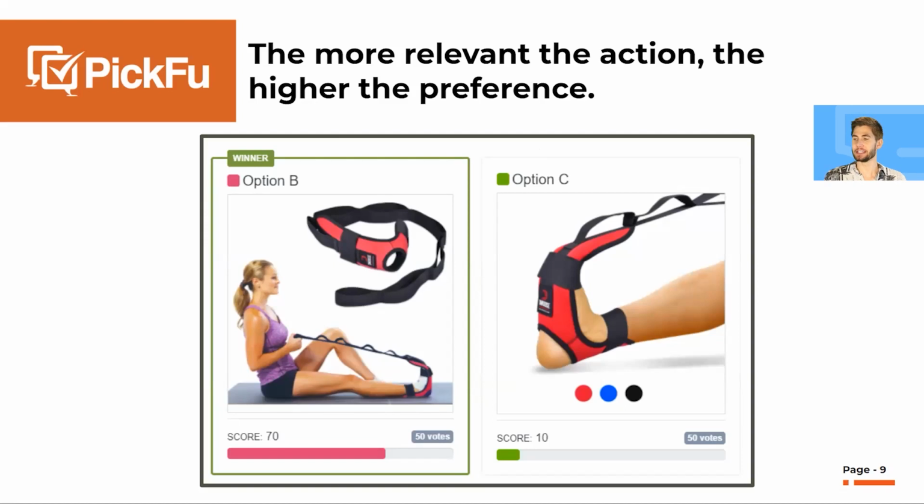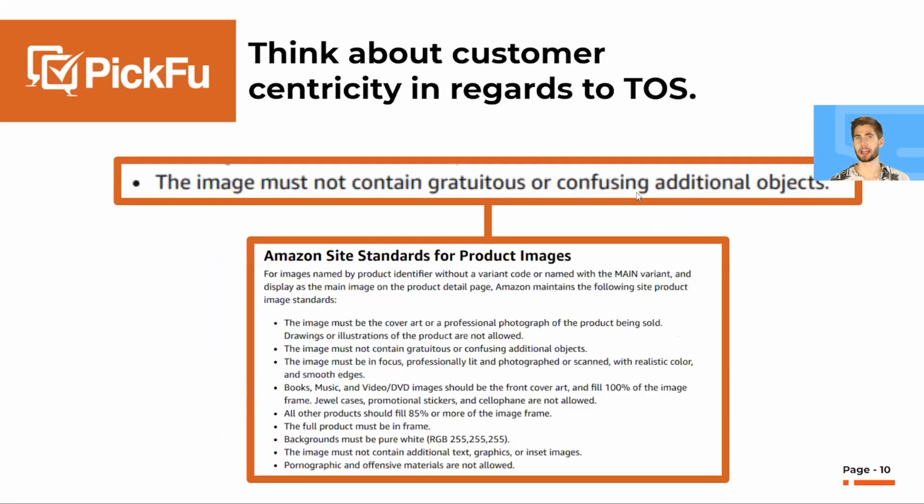And so option C is good. It's showing this calf stretcher. It's showing the product being used, zoomed in. But on the left, option B is even better because now it's showing a full body shot. It's showing that woman, she's sitting down, she's stretching out. So again, the more that you can show the product in use, the better.